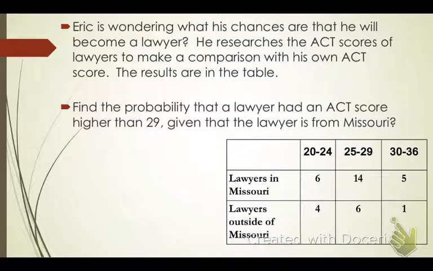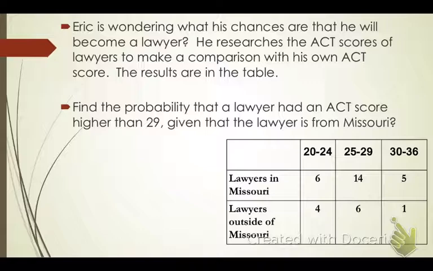All right, here's another two-way frequency table. Eric is wondering what his chances are that he will become a lawyer. He researches the ACT scores of lawyers to make a comparison with his own ACT score, and the results are in this two-way frequency table, which shows lawyers in Missouri, lawyers outside of Missouri, and various ranges of ACT scores.